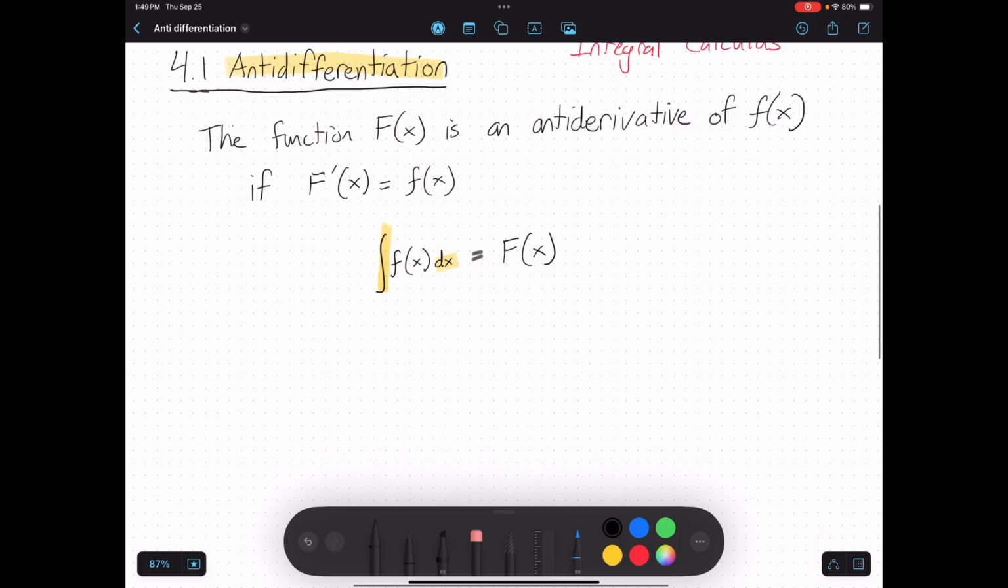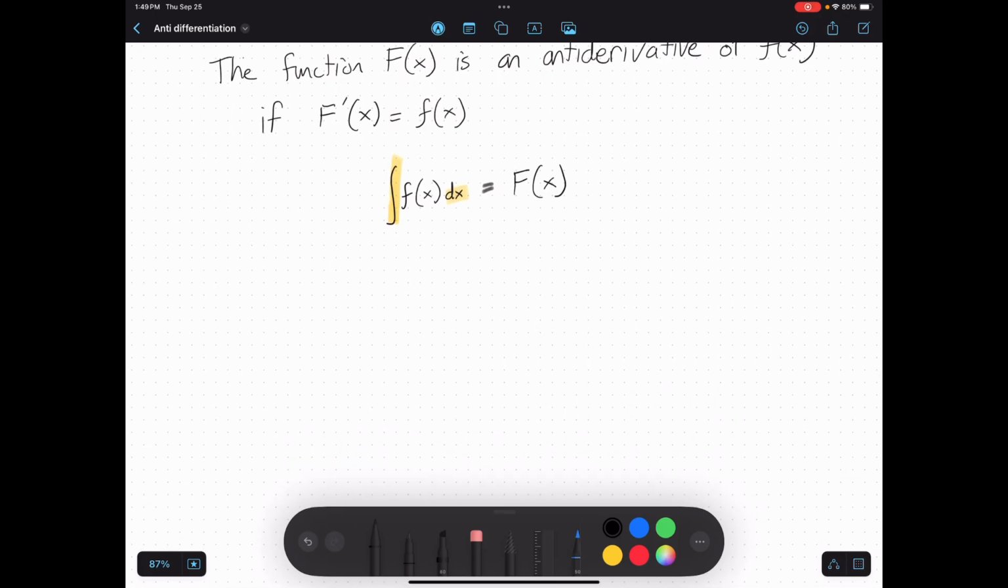So let's look at a quick little example, just to help it make sense a little bit more. Let's consider the very simple function of just x. What would its antiderivative be? Well, the derivative of x is 1, but that's not the direction I'm going. I'm going the opposite direction. What function will give me a derivative of x? And that function is actually 1/2 x squared.